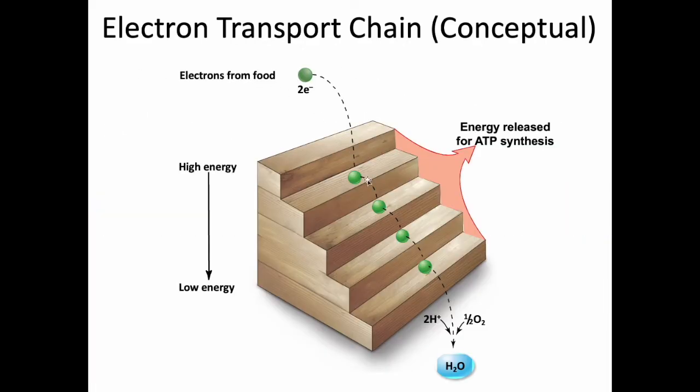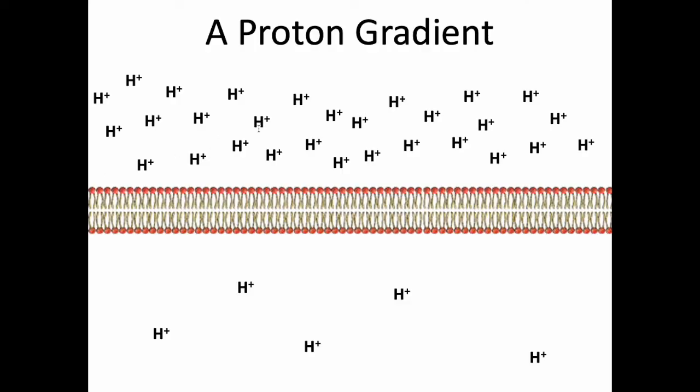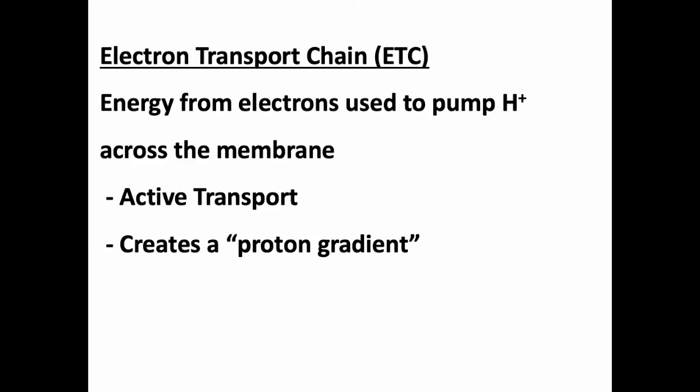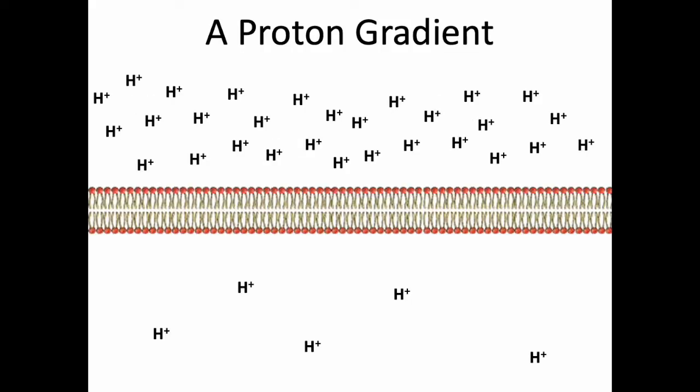We have spent all of this energy from our food in order to create a proton gradient. In summary, energy from these electrons that are being passed along is used to pump protons across the membrane. This is active transport, and this creates a proton gradient. Once again, we have to ask, why though? What is the point of this? Why did we spend all of this valuable energy creating this setup?